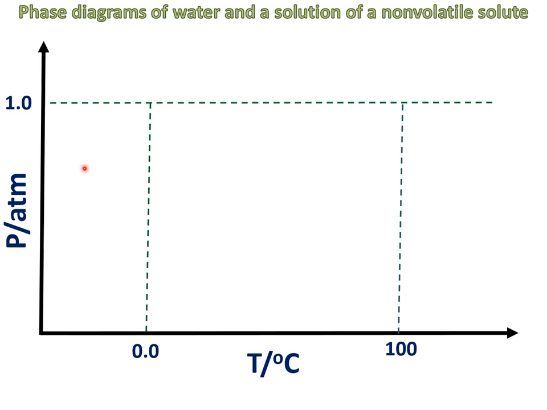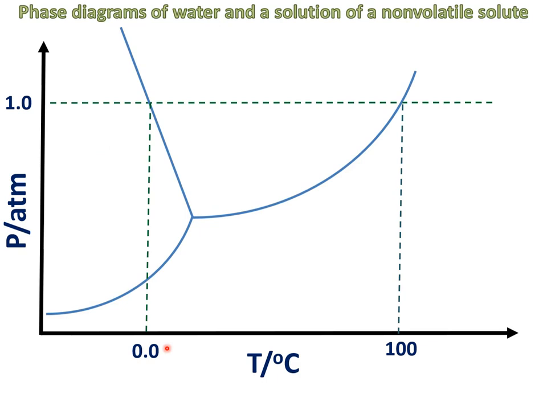And this is the shape of the phase diagram of water, right? Here we have a solid state, here we have liquid state, here we have gas state, okay? Everything is mentioned in this diagram for the pure water. How about if you added a non-volatile solid to pure water? What will you observe for this diagram, okay?